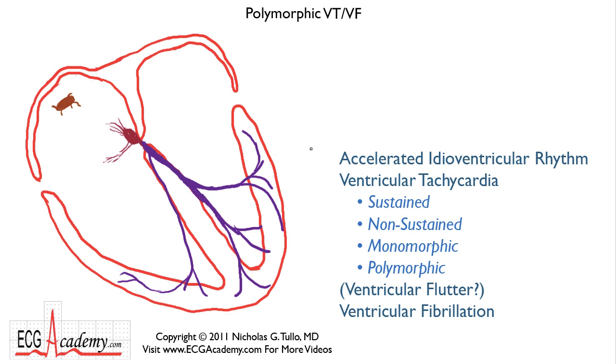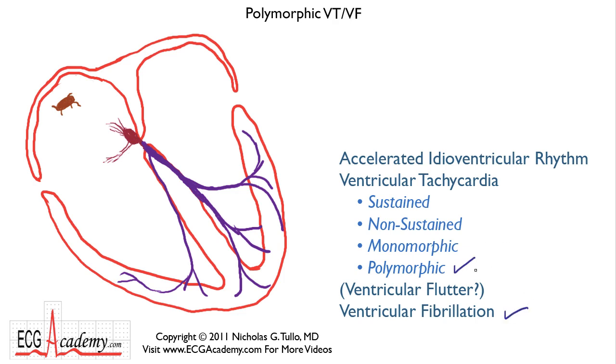Hi, this is Dr. Nick with the ECG Academy, and this is the last chapter in the basic course, and it completes the section on ventricular tachyarrhythmias. We're going to talk about polymorphic ventricular tachycardia, and we're going to talk about ventricular fibrillation.